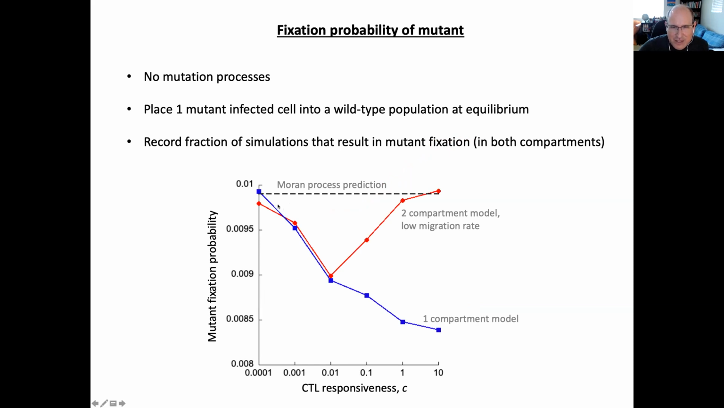We can see some interesting dynamics here, where we can compare to the Moran process prediction, just a simple calculation. For low immune responses and for high immune responses, it seems to coincide with that. But for intermediate immune responses in the two compartmental models, you have weakened selection, where the fixation probability of the advantageous mutant is low. In the one compartment model, you just see it go down as the strength of the immune response is increased.